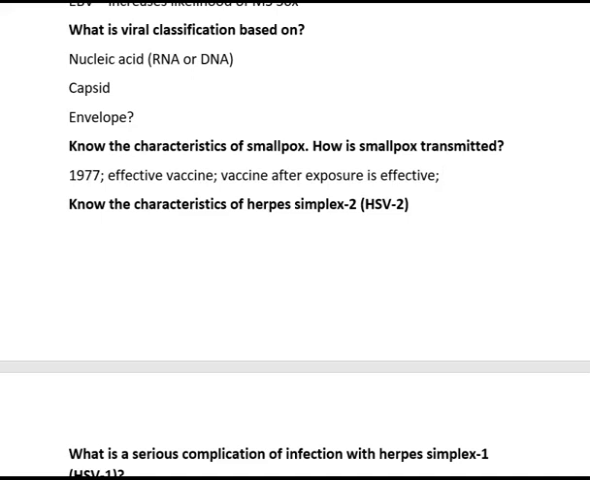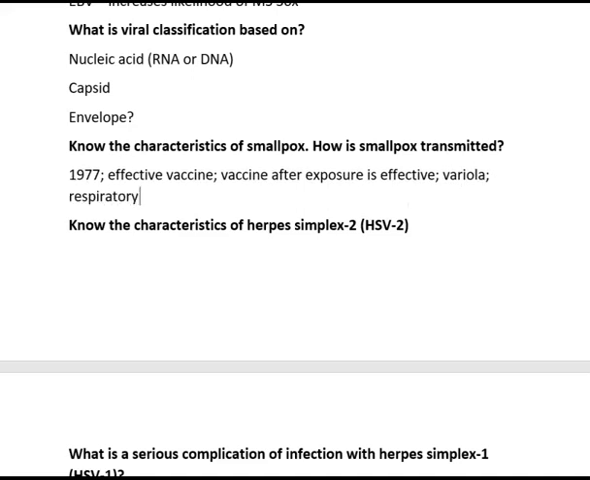The etiologic agent here, or the causative agent, is variola. And smallpox is going to be transmitted primarily through respiratory droplets, but also contact with the lesions.